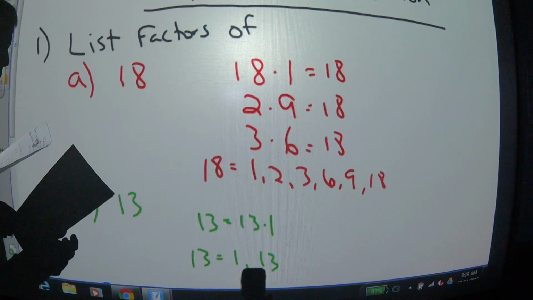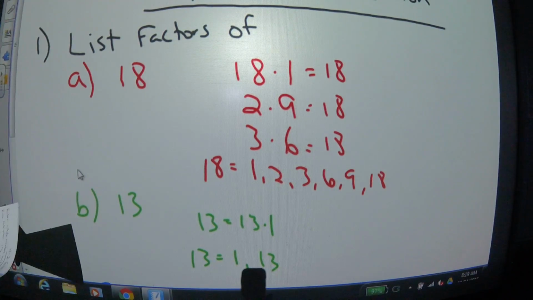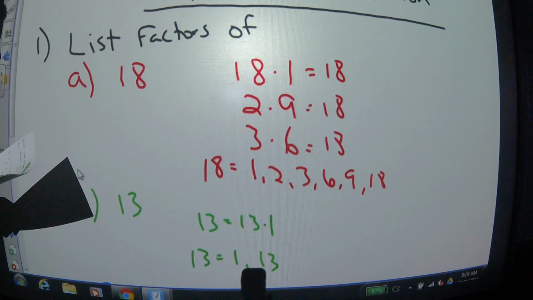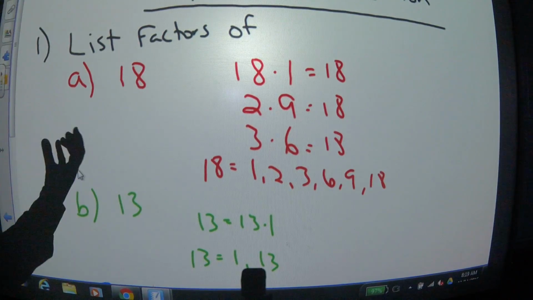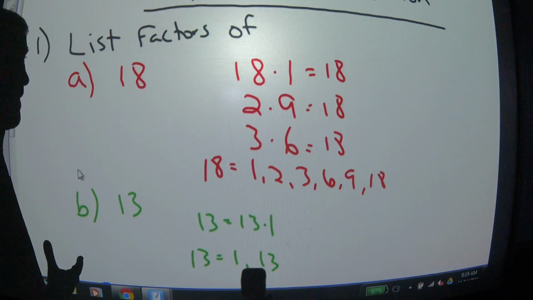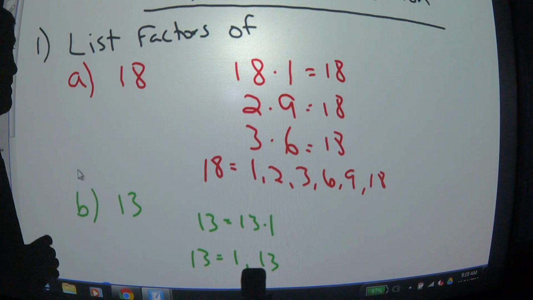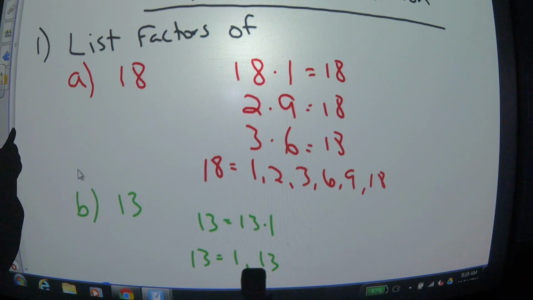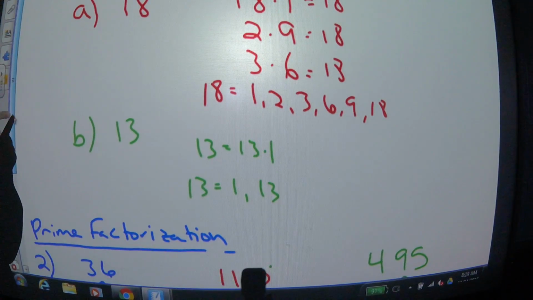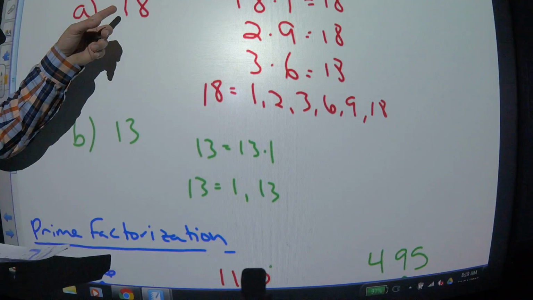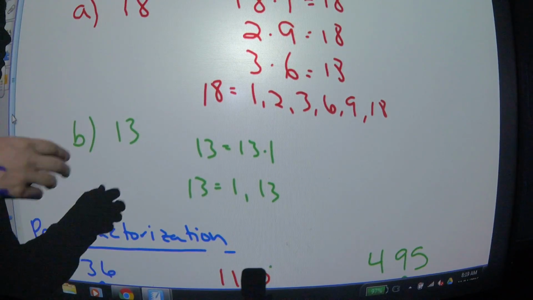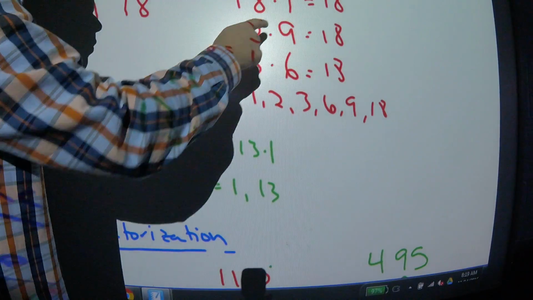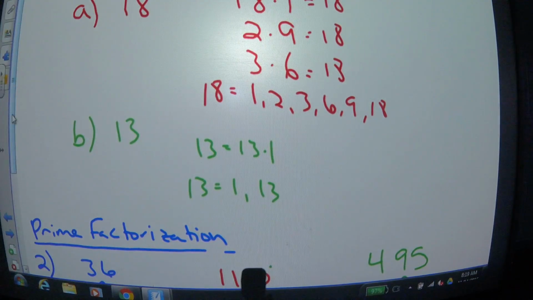So prime factorization is the number written as a product of its prime numbers. You're taking a number, breaking it down to its prime numbers, and then multiplying them together. That's prime factorization. On the first question, I ask you to list the factors of 18. What numbers can you multiply together to get 18? Well, you always know that itself and 1 will always be 2 factors.